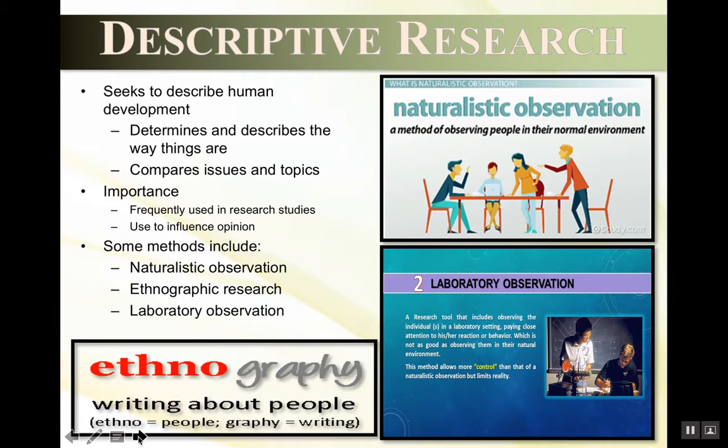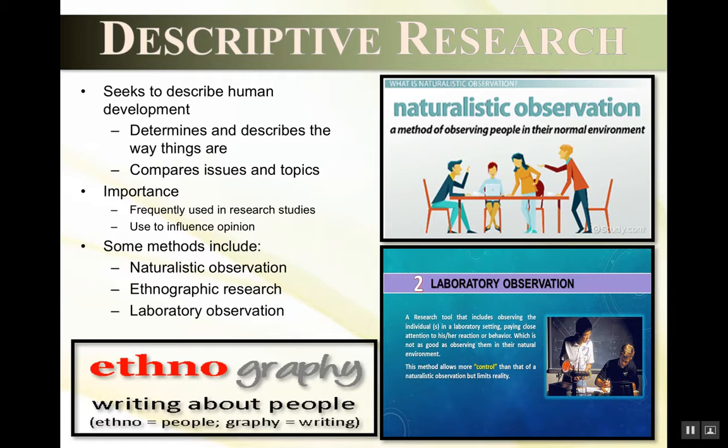So descriptive research, this is used for describing purposes. So it seeks to describe human development. It determines and describes the way things are. So this is what you see, and it compares it to issues and topics that are like it or may even be different, but to understand why things are the way they are. The importance of this is that it's frequently used and it's used to influence opinions. So people will come in and they'll talk about why things are the way they are to make a difference.